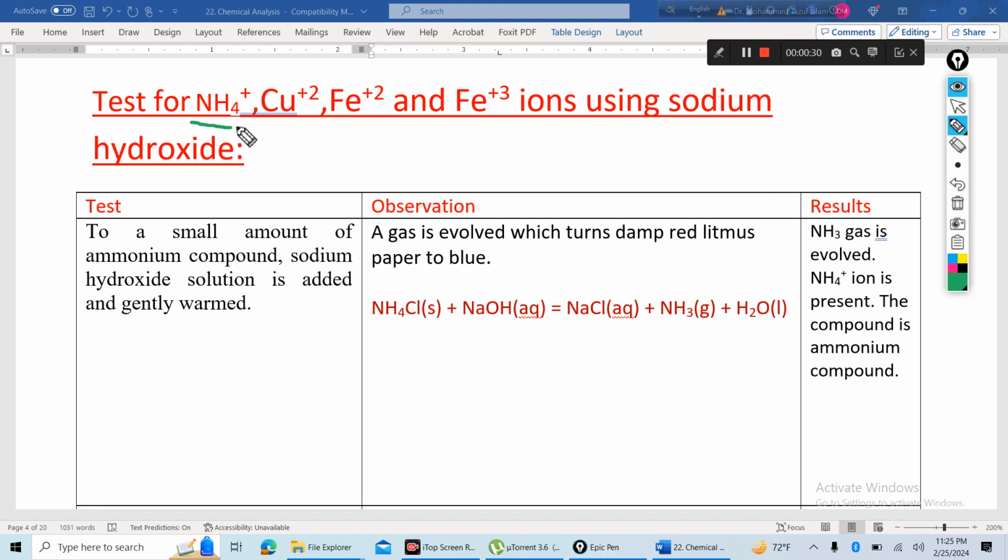These ammonium ion, copper 2 ion, iron 2 ion and iron 3 ion are cations. You know, cations are positive ions. All are positive ions, so these are cations.